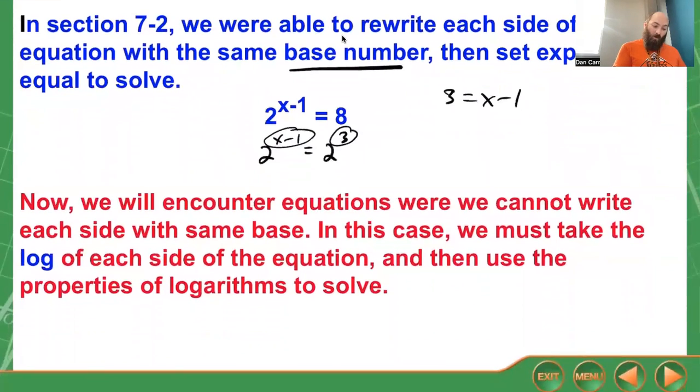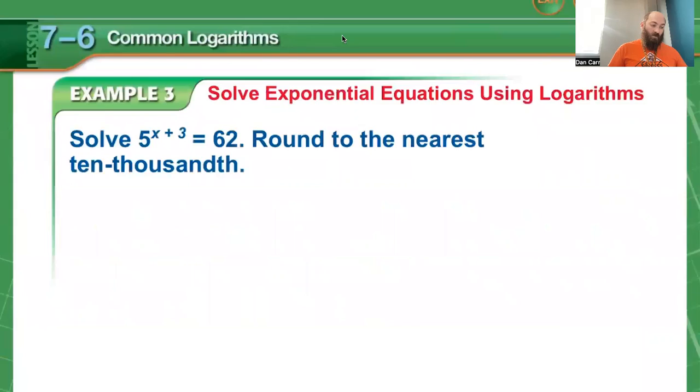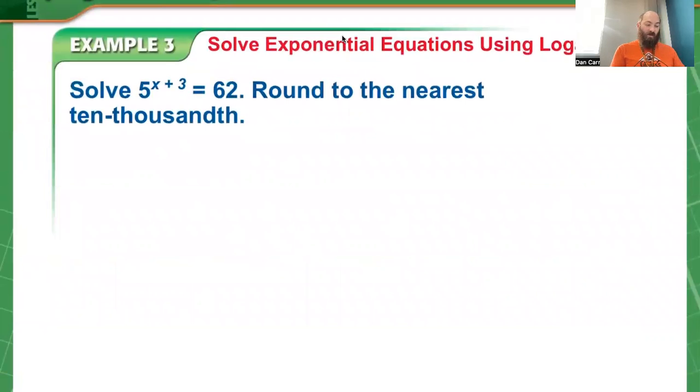Now, you're going to encounter equations where we cannot write each side with the same base. In this case, we must take the log of each side of the equation and then use the properties of logarithms to solve. So solve 5 raised to the x plus 3 equals 62, and then round to the nearest 10,000. Normally, if we could rewrite 62 in base 5, it would be a lot easier. We cannot do that though.